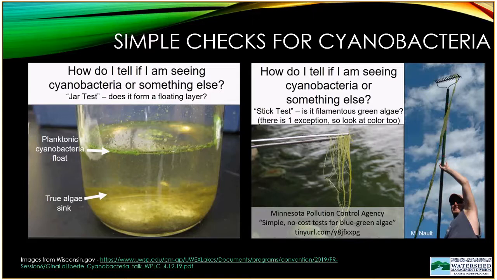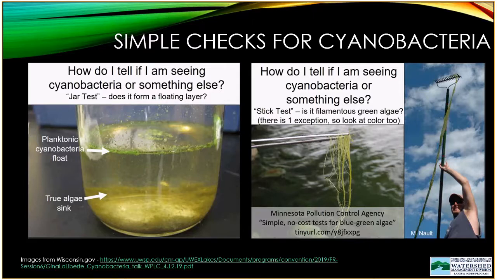The jar test takes advantage of the fact that cyanobacteria can produce small gas vacuoles within their cells that allow them to regulate where they are in the water column. If you take a jar of water, mix it a little bit so that everything's evenly distributed, and then set it aside for 10 to 15 minutes, cyanobacteria will float to the top, and other algae and debris will sink to the bottom. Okay, so it's a good first cut.